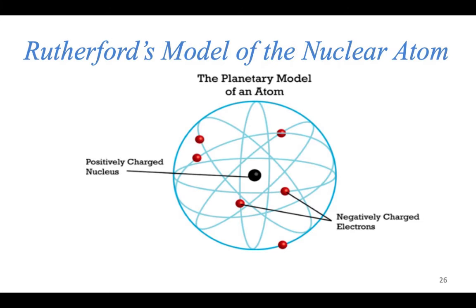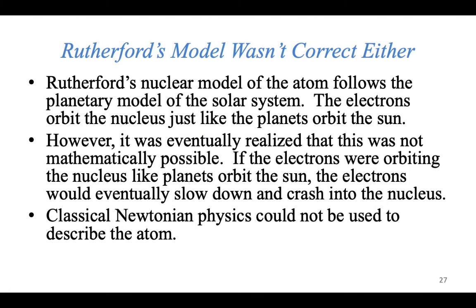Rutherford's planetary model of the atom is also called the nuclear model. In this model, the electrons orbit the nucleus like planets orbit the sun. However, it was soon realized that this model had a major flaw. Bodies of mass orbiting a larger body in space are constantly slowing down and losing energy so that eventually they fall out of orbit and crash into the larger body.